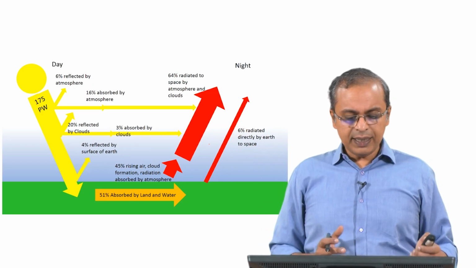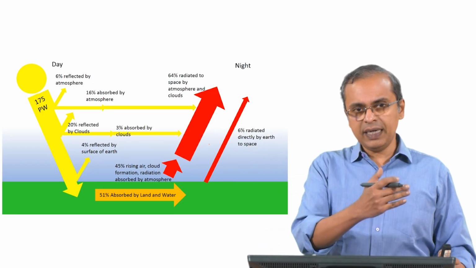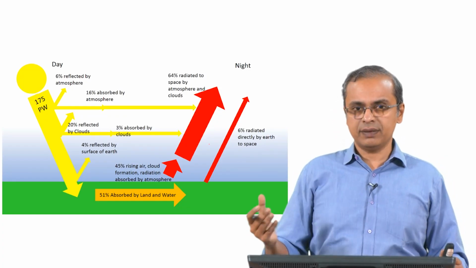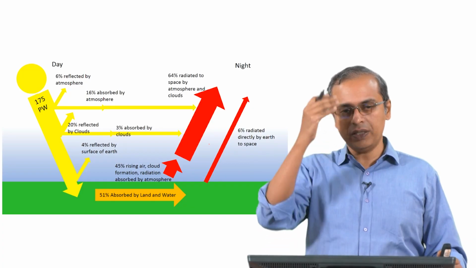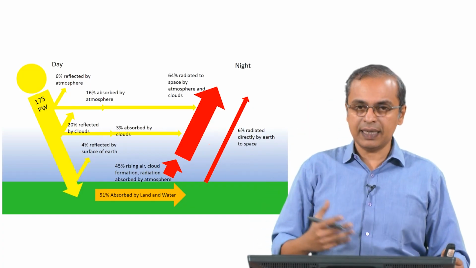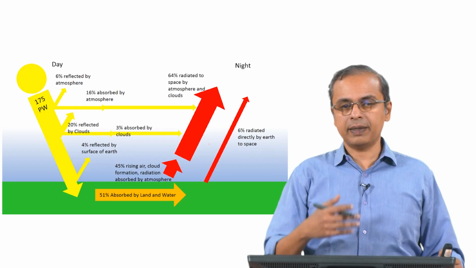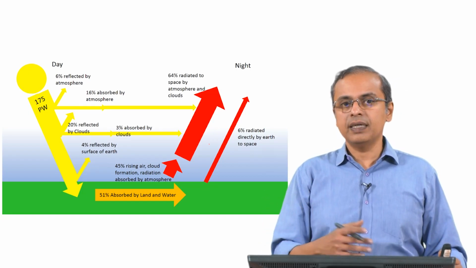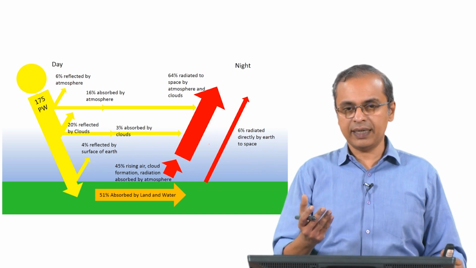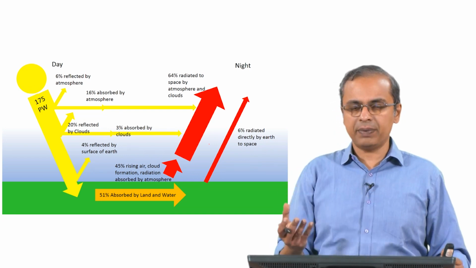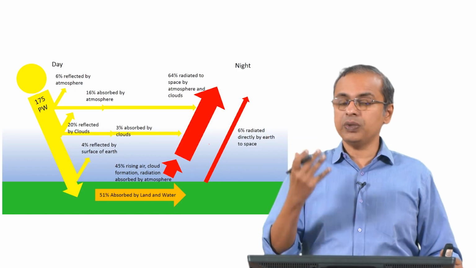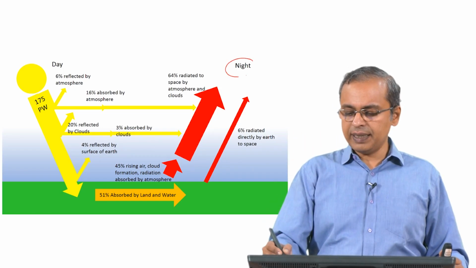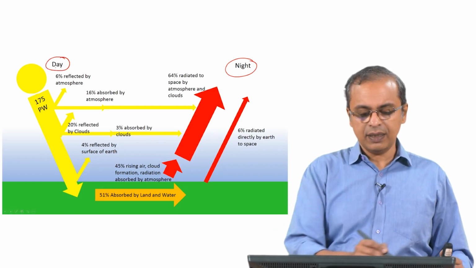So, quite simply, whatever you saw here, which is the incoming part of the process, is essentially all happening during the day. You have continuous sunlight coming in, and that sunlight is doing all of these things. It is getting reflected, it is getting absorbed, it is heating the land, it is heating the water, it is creating the clouds, it is creating weather patterns. A lot of things are happening during the day due to the incoming solar radiation.